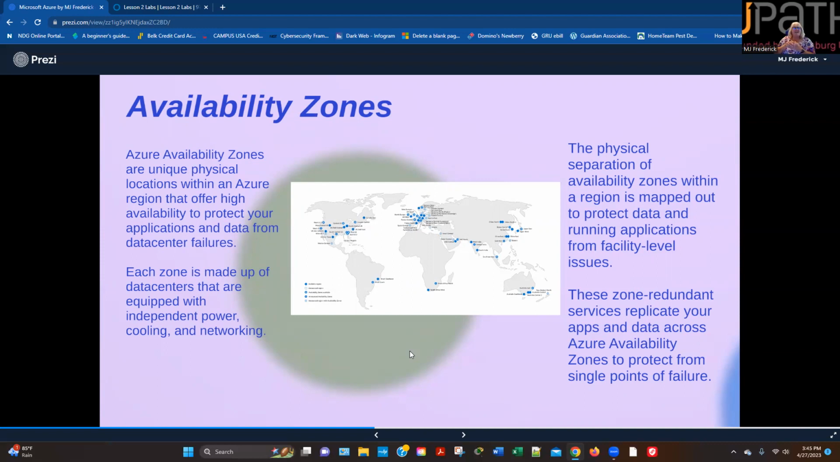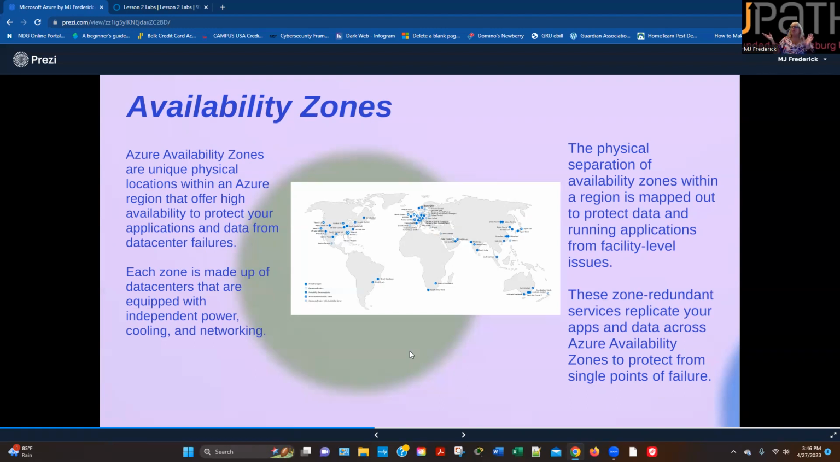Okay. And each zone is made up of data centers that are equipped with independent power, independent cooling, and independent networking. The physical separation of these availability zones within a region is mapped out to protect data and running applications from any particular facility level issues. And then the zones provide redundant service, because remember I talked about scalability, but I also have to talk about redundancy, because you need to have a backup plan.